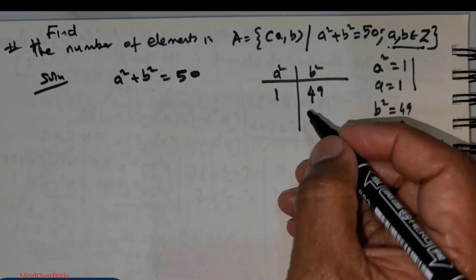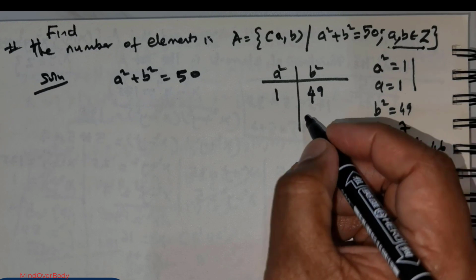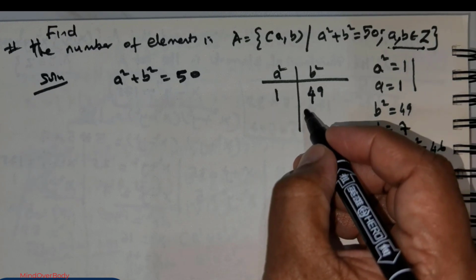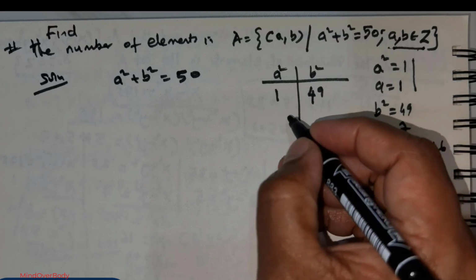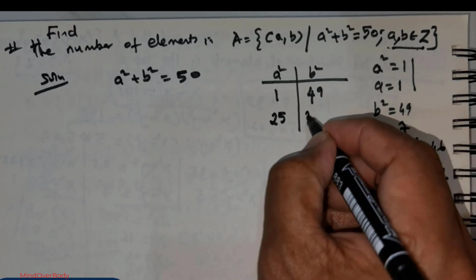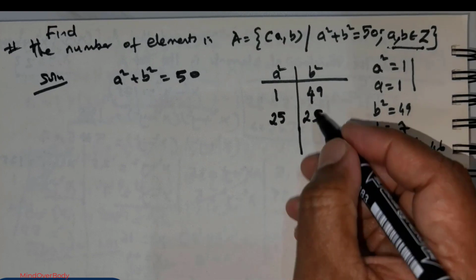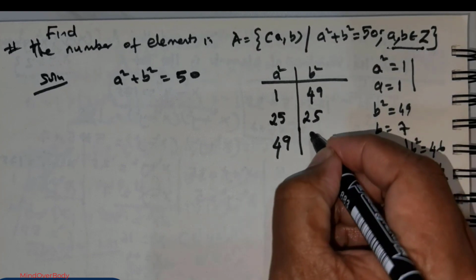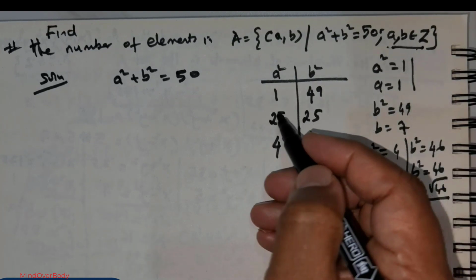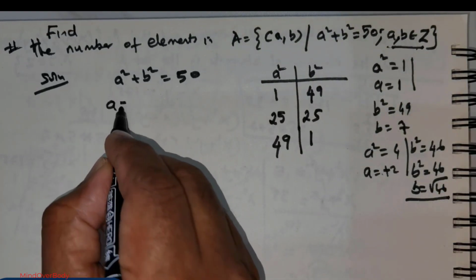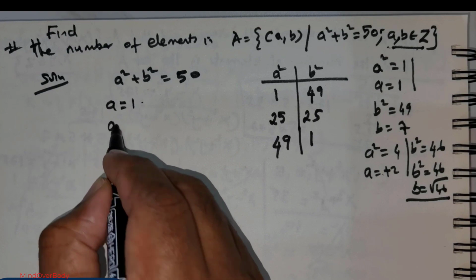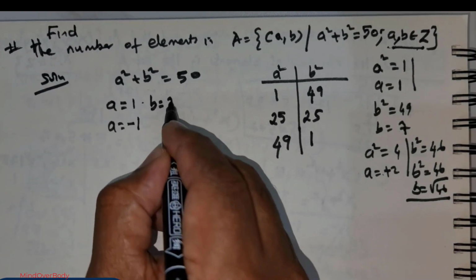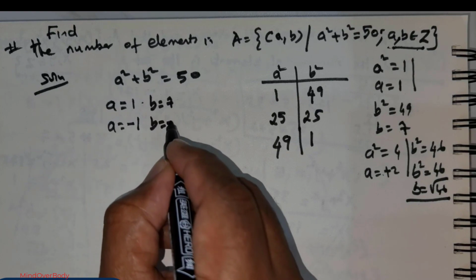If that be the situation, then clearly I can get a squared is equal to 1 and b squared is equal to 49, and probably the next two values should be 25 and 25. That's the only thing I can think of. And if I were to reverse this position, this will be 49 and this will be 1. In either of these cases, the values of a is equal to plus 1 and a is equal to minus 1. When a is equal to plus 1, b can be plus 7 and b can be negative 7.